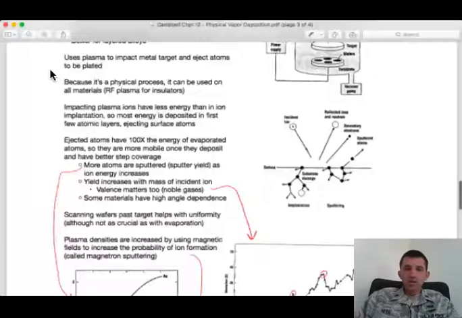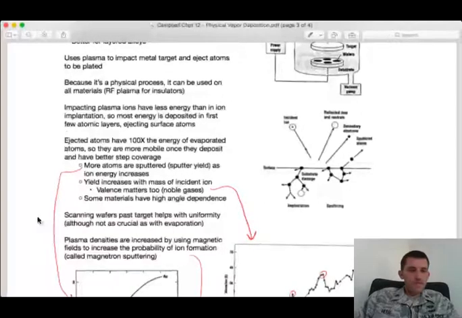All right, something like this, where we have an incident ion that is injecting energy into just this top few layers, and so these atoms have enough energy to be liberated from the surface. The atoms are being ejected from the surface with a lot more energy than they are in an evaporated case.